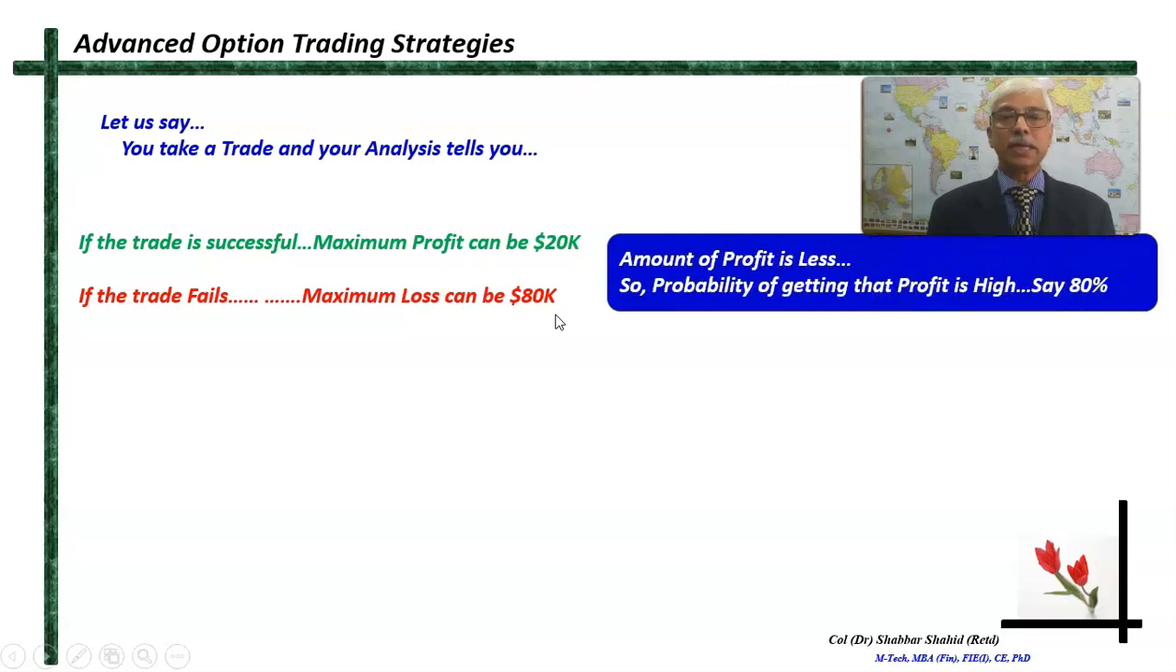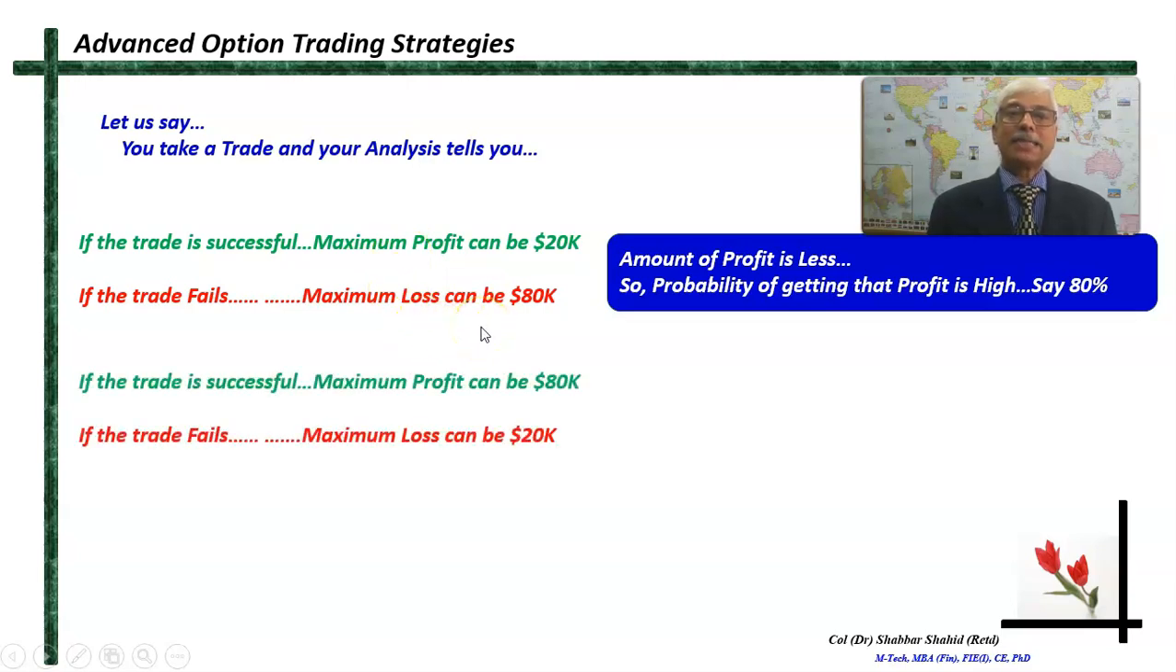So what does it mean? It means that the amount of profit or likely profit is less. If the amount of profit is less, then it is very likely that the probability or the chances of getting that profit will be high. It may be as high as 80%. 8 out of 10 times you may succeed if your strategy is based on this.